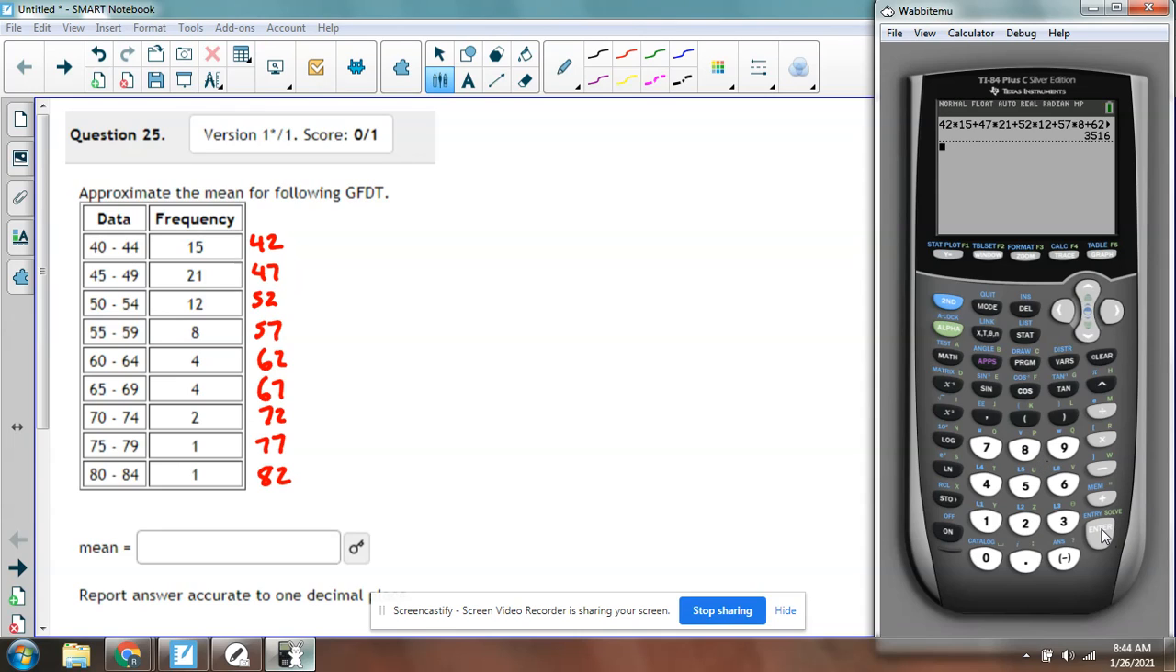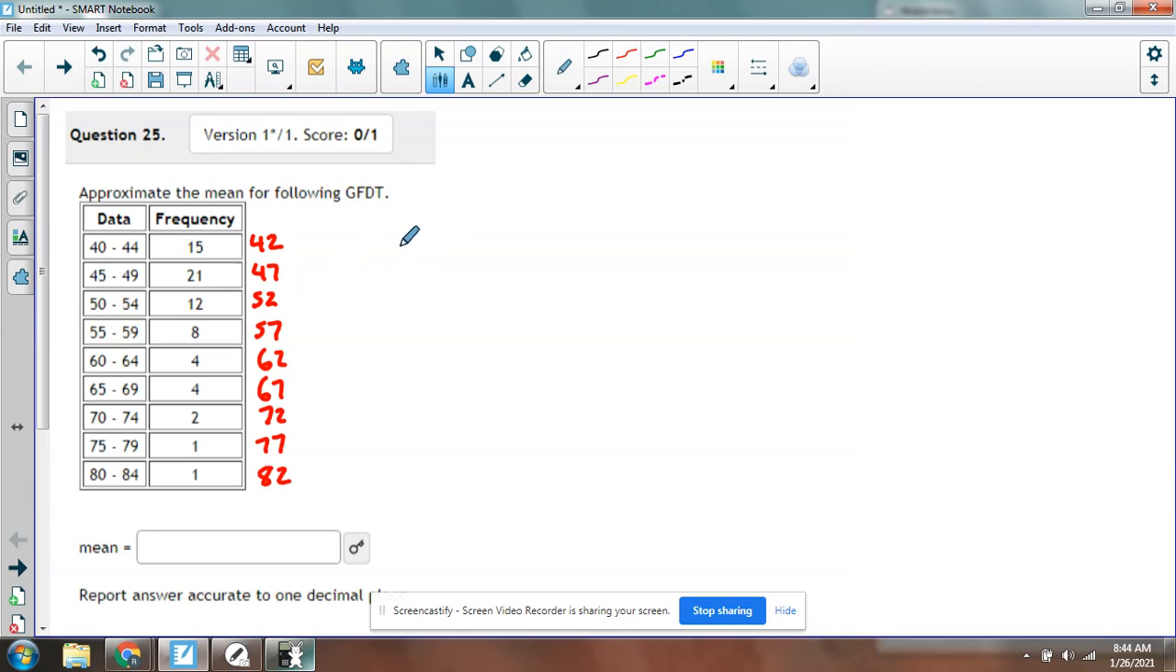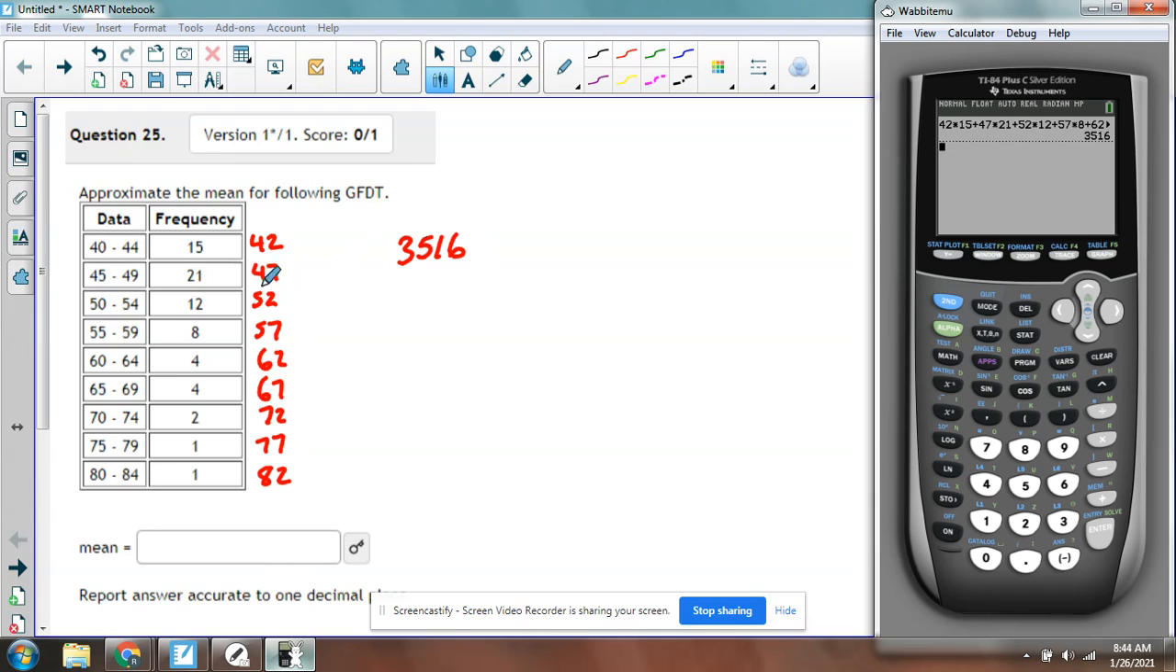Check, make sure everything's entered correctly. So I get a total of 3,516. Maybe double check my numbers. And then I'm going to divide by the number of things there are. I'm going to add up these frequencies. So I have 15 plus 21 plus 12 plus 8 plus 4 plus 4 plus 2 plus 1 plus 1.